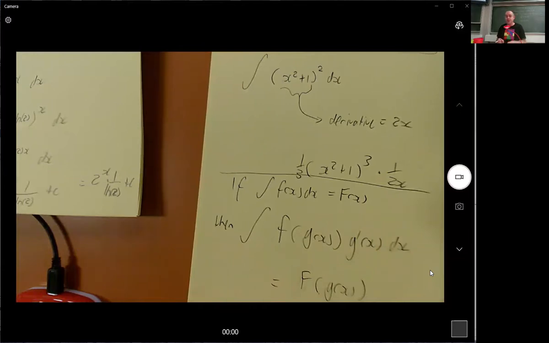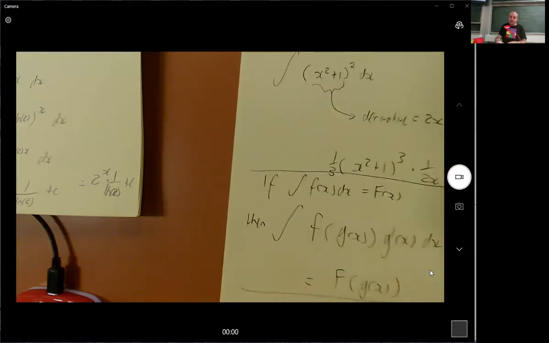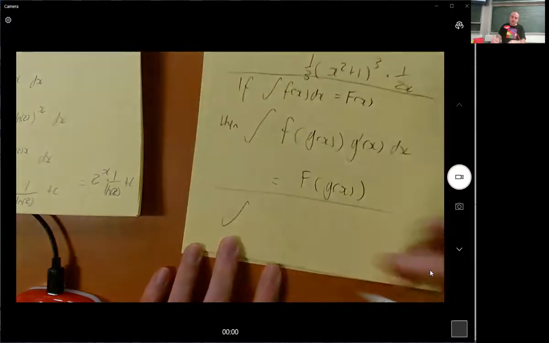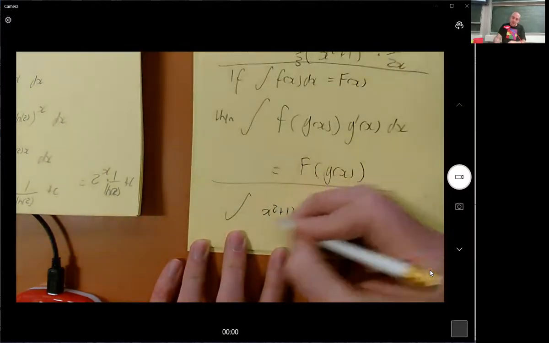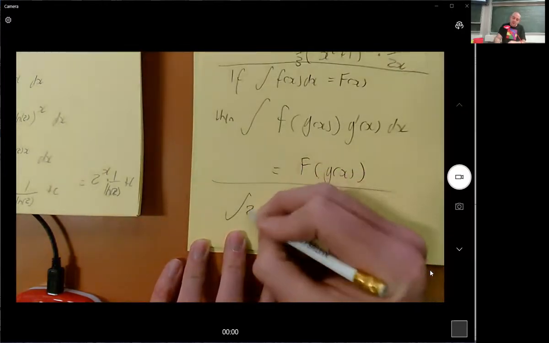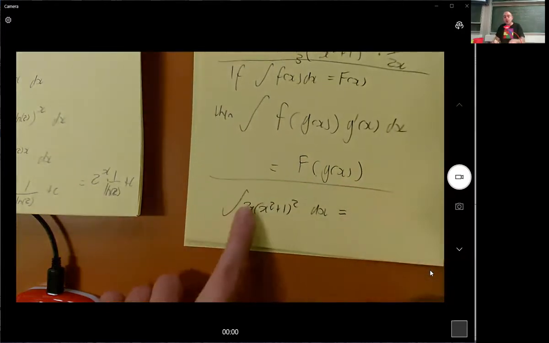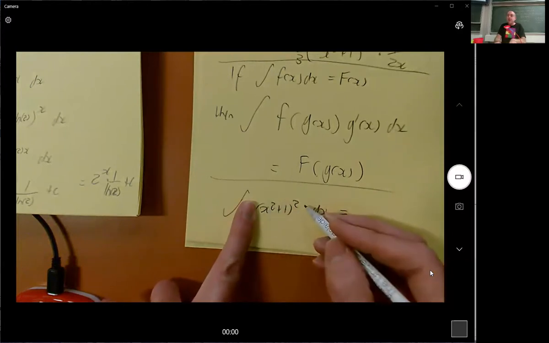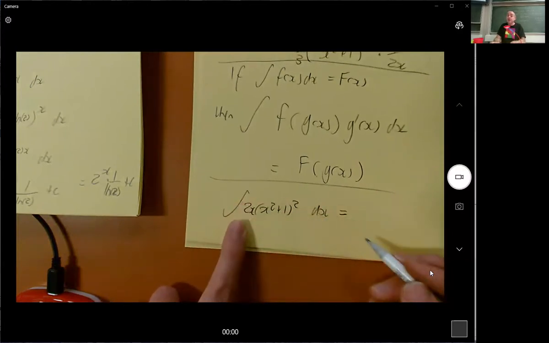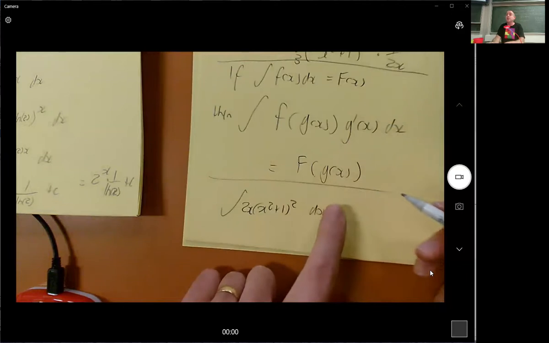That's the rule. So if there had been x squared plus 1 squared dx, and there was already the 2x there, then I could go, okay, cool. If I ignore that bit, it's that thing squared, and that bit is the derivative of this. So it'll just disappear when I do the integral.